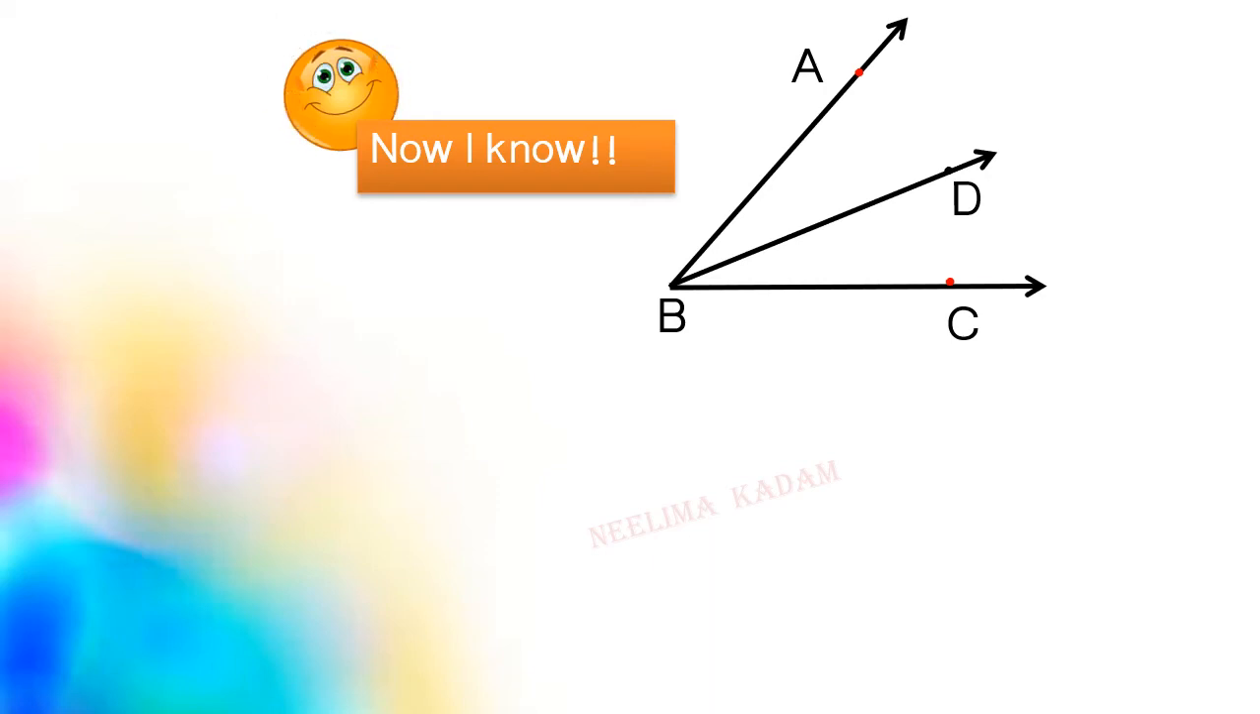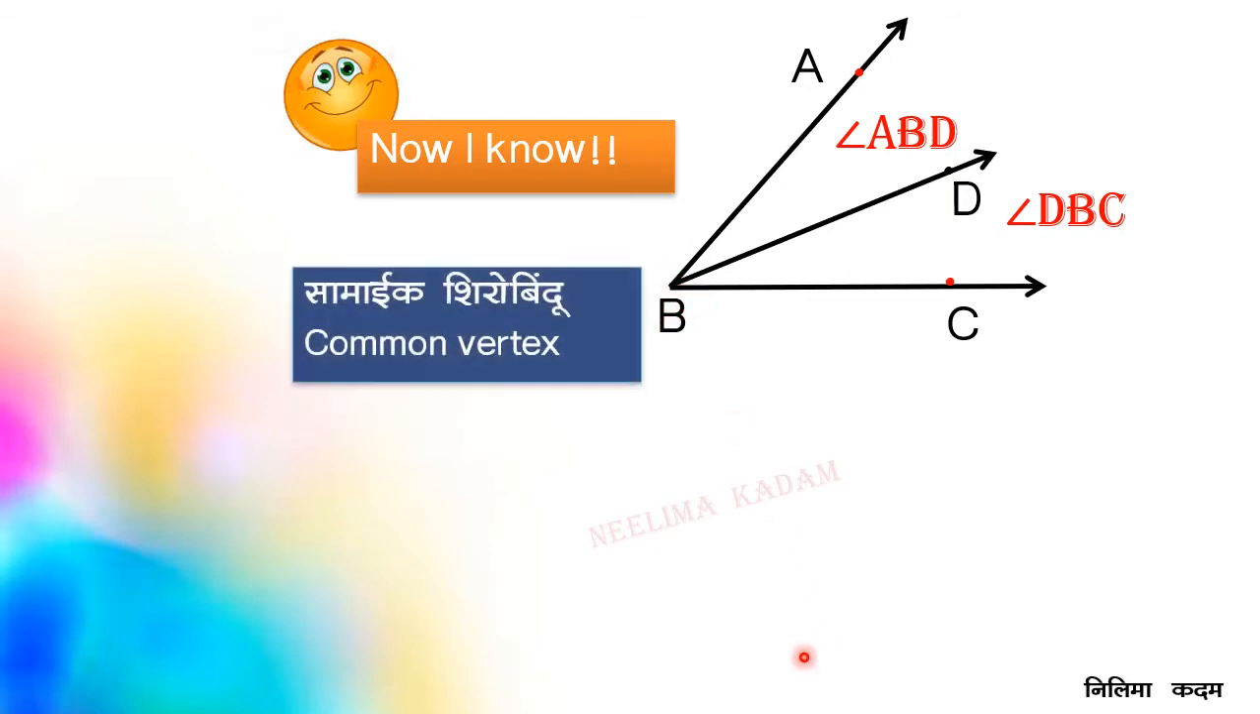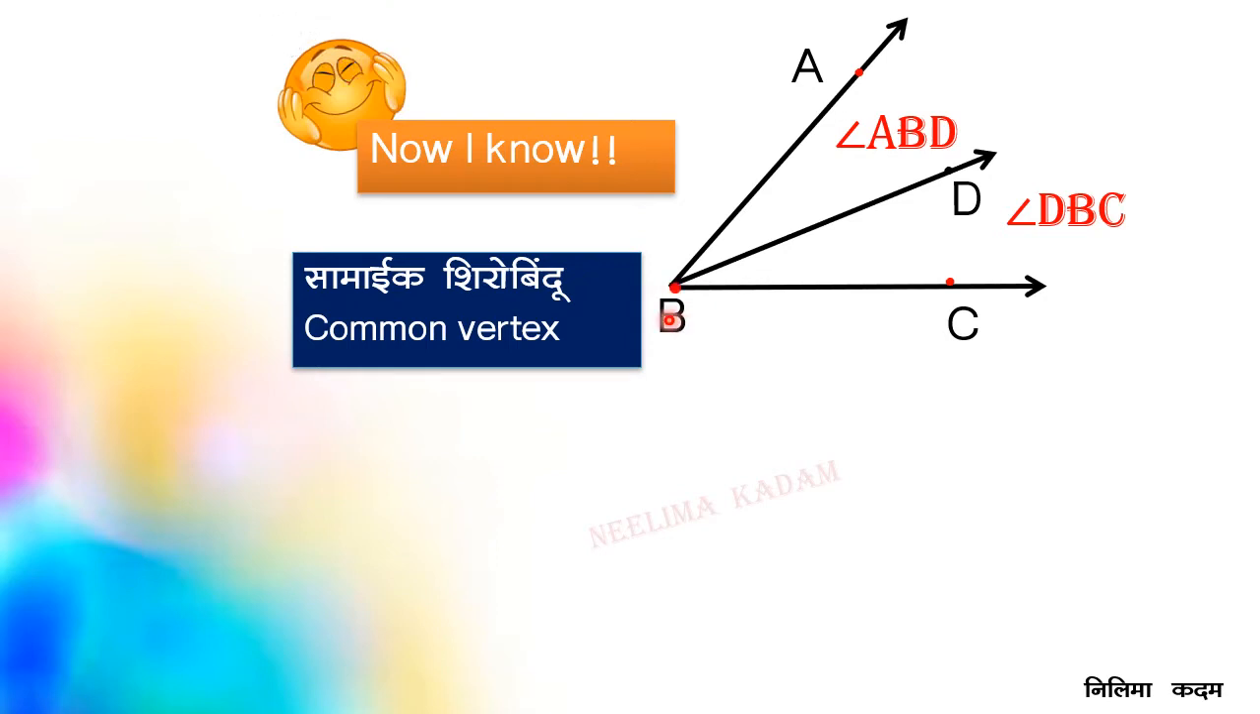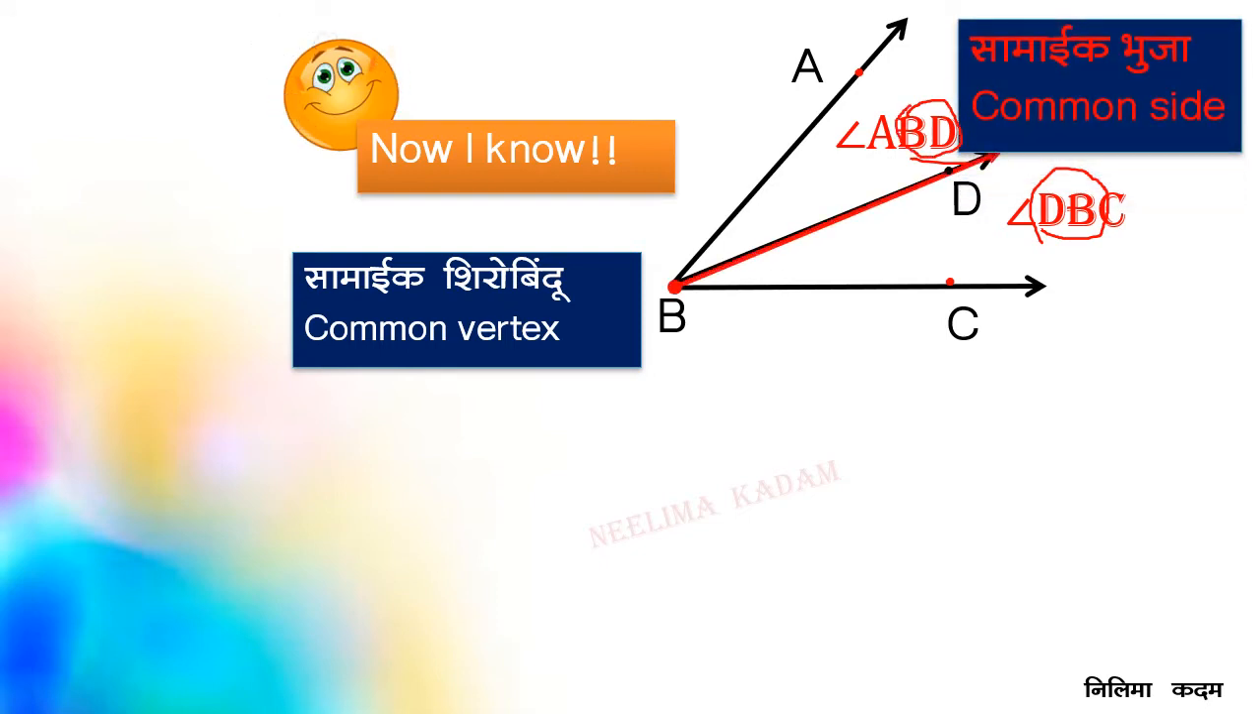Let's look at it. Now in this figure you will notice two angles. This is angle ABC, but in this angle you can see two angles, that is angle ABD and angle DBC. Now these two angles have a common vertex, that is B. So B is a common vertex, and as you see here BD and here also BD. So BD is the common side, that is common arm, right?